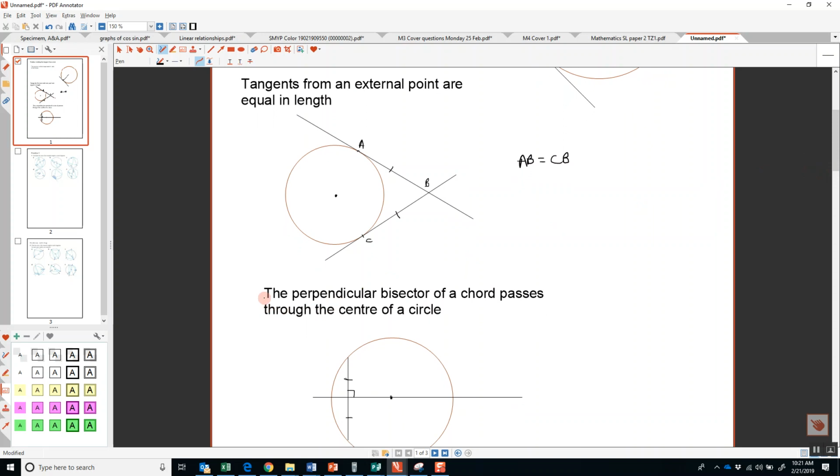And then the last one, the perpendicular bisector of a chord passes through the center of a circle. So basically if we've got the diameter or the radius, and if it's intersecting a chord, it's going to cut the chord in half. Okay, that's what bisect means, cut into two equal pieces, and it's also going to intersect it at right angles. So if we've got a radius or diameter intersecting a chord, it does so at right angles and also cuts the chord in half.